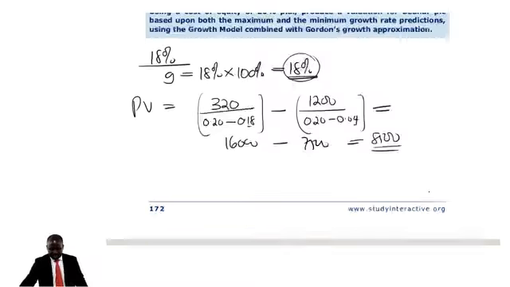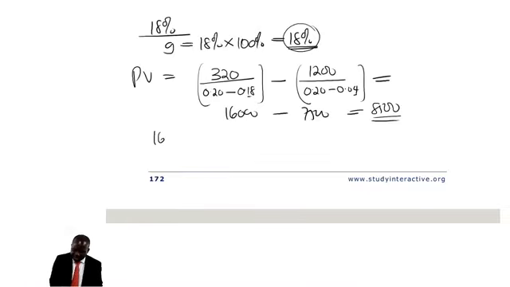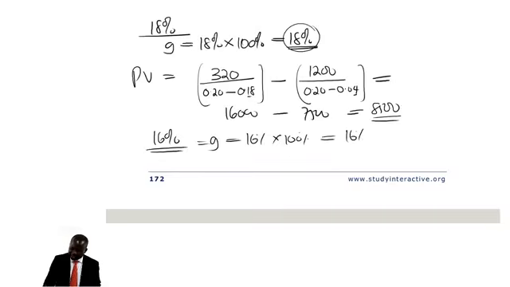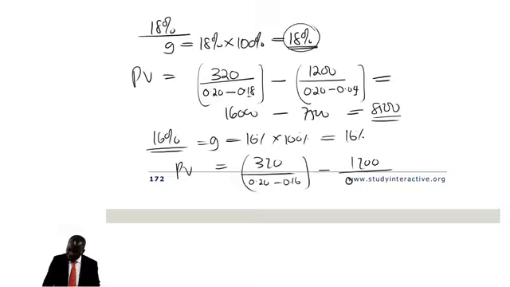We do the same thing if the return is 16%. The return being 16%, G obviously should be 16% multiplied by 100%, and that is 16%. What is the PV? I will have 320 divided by 20% minus 0.16, minus 1,200 divided by 0.2 minus 0.04, just as we've done here.